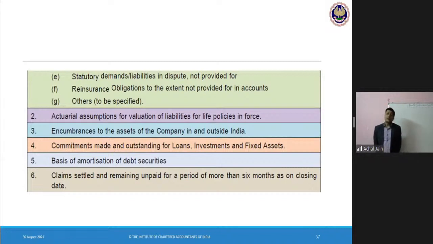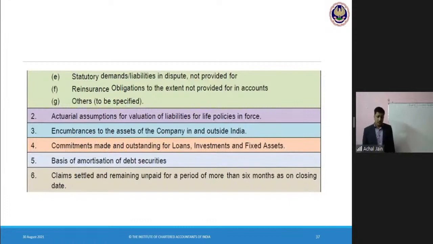It could be also in respect of underwriting commitments which are outstanding, or some of the claims which are not yet acknowledged as debts. Yeah. So contingent liabilities are required to be disclosed. Actuarial assumptions. Now I'm not talking about contingent liability, I'm talking about the disclosure requirements in the financial statements. Actuarial assumptions for valuation of liabilities.